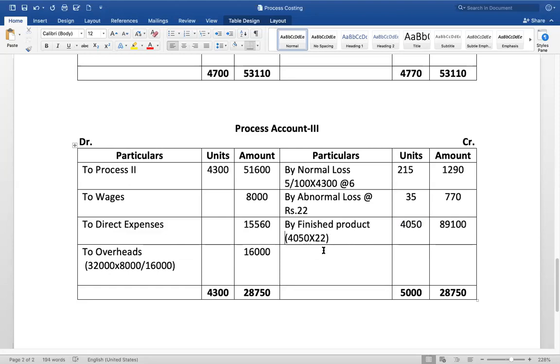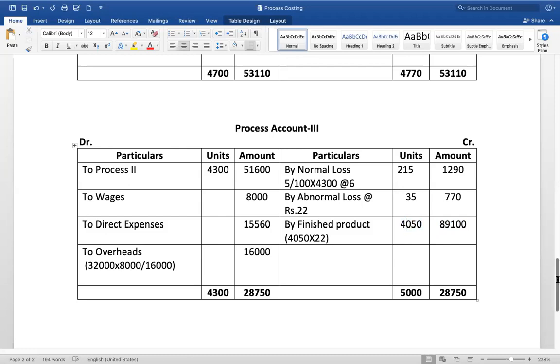This is the end of process 3 and there is no further processing of the goods. The finished goods to be sent to the market are 4,050 units whose cost is 89,000. Now remember, this is not the price. There is no profit added here. That is done in the unit costing. It is only costing, not pricing. Pricing will be done separately. Once we get the cost, we add a profit percentage, then it becomes price. It is just the cost of making these 4,050 units.